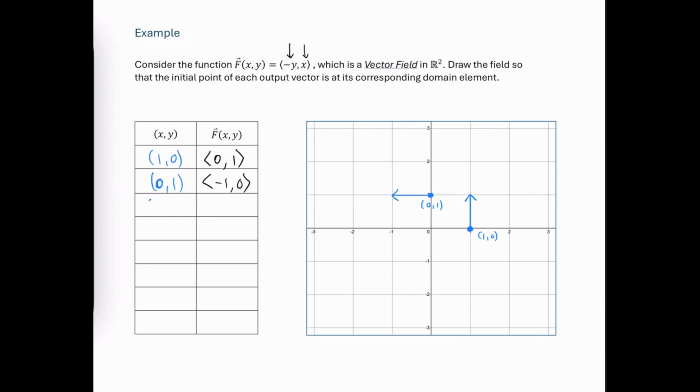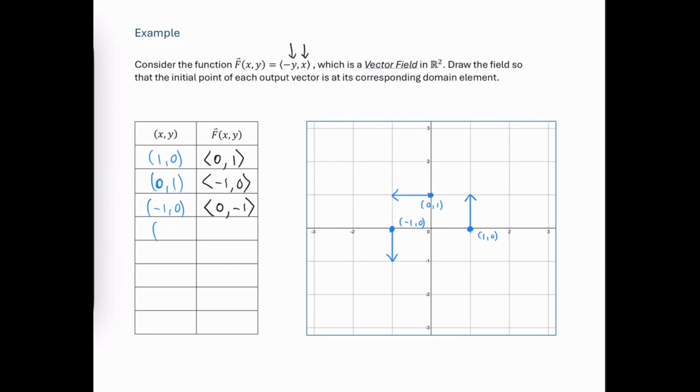Let's look at the domain element -1, 0, which gives me an output vector where the horizontal component is the opposite of the y-coordinate, and again, that's 0. And the vertical component is exactly the x-coordinate, so that's -1. We graph this output vector having an initial point at the ordered pair -1, 0. We're going to go 0 in the direction of x, -1 in the direction of y, and that is this unit vector down here. So let's keep going with this.